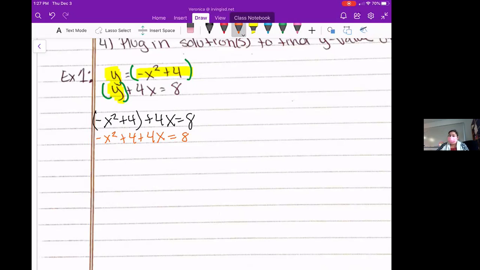How do we know this is quadratic? Because of the x squared. This right here is the reason I know this is quadratic, right? It is my highest power. The highest power is a 2, quadratic. So you should be able to tell me this is quadratic.